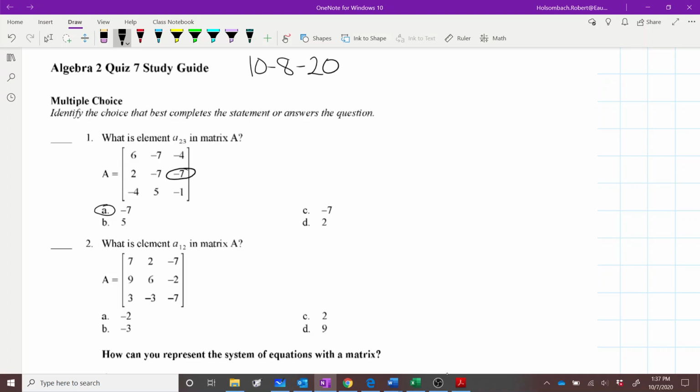Element A, 12, is row 1, column 2. So row 1 is right here. Column 2 is right here. And that is a +2. Answer choice C. Unfortunately, the study guide has the answer as A, so that is incorrect.